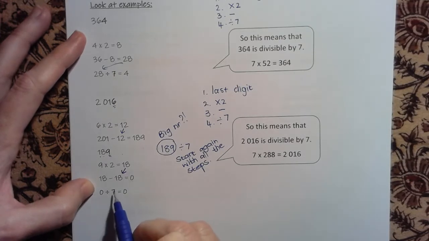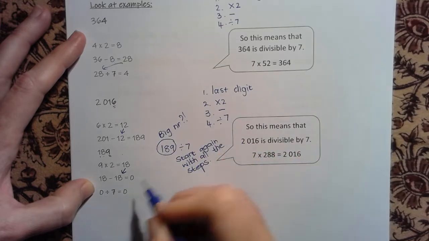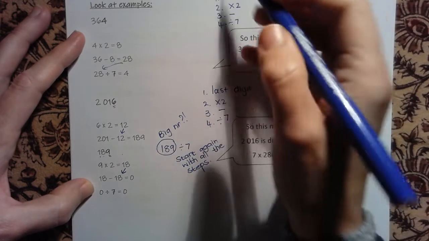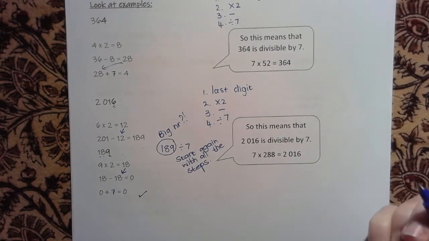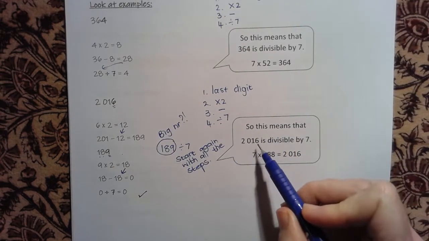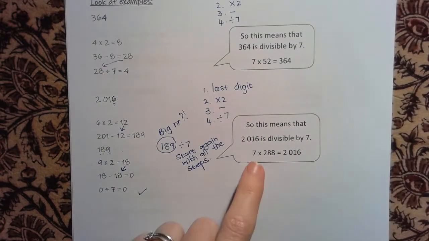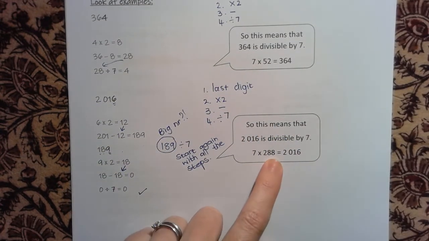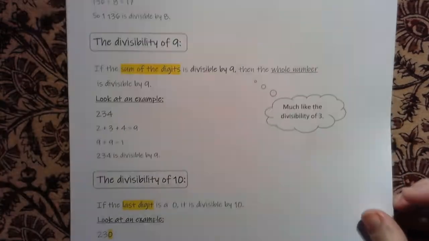And if you say 0 divided by 7, which is the last step here, you get 0. So if your answer is 0 as well, that will also tell you that you can divide by 7. So this means that 2016, this big number, is divisible by 7. If you want to test it, 7 times 288 equals 2016.